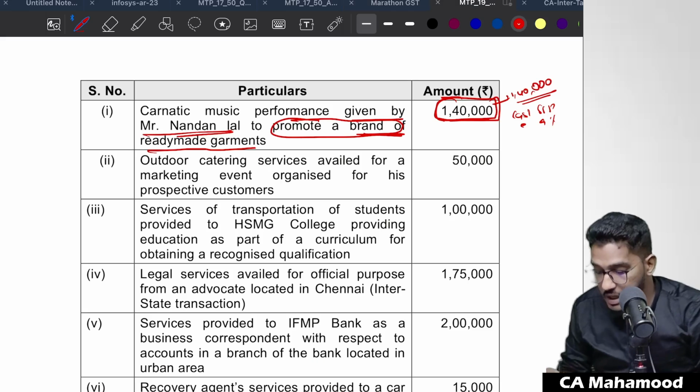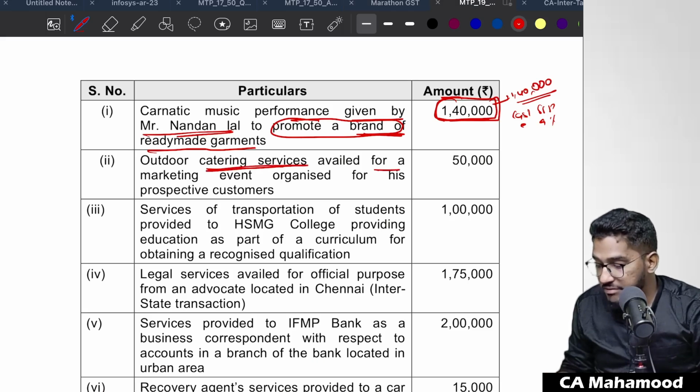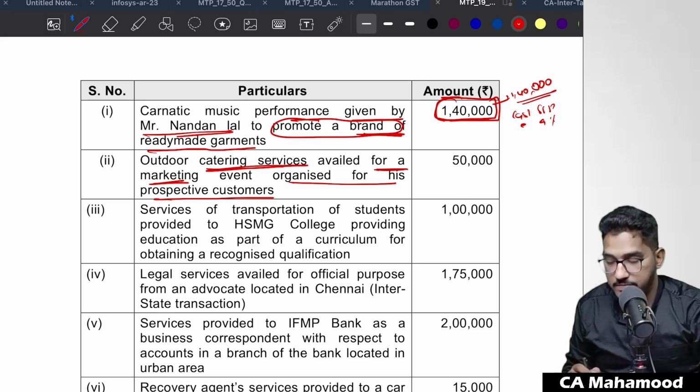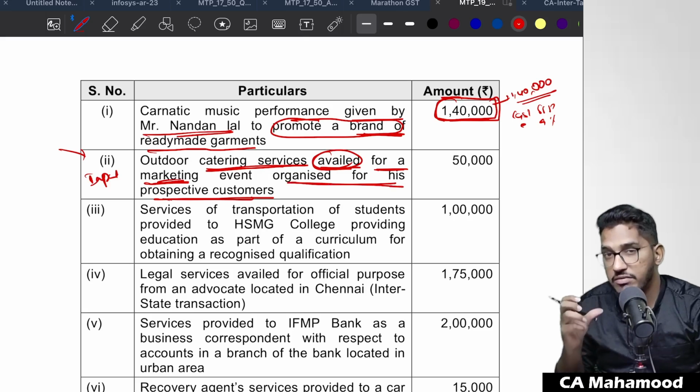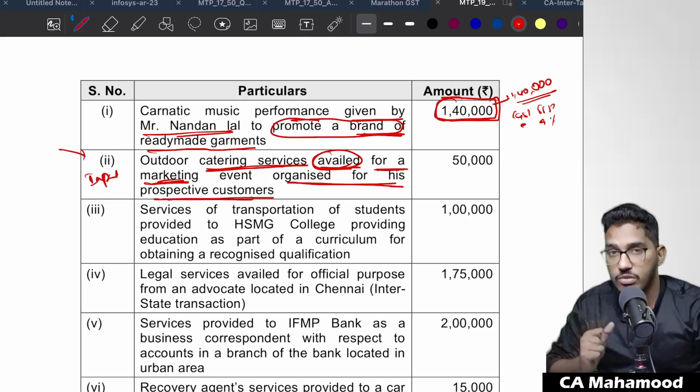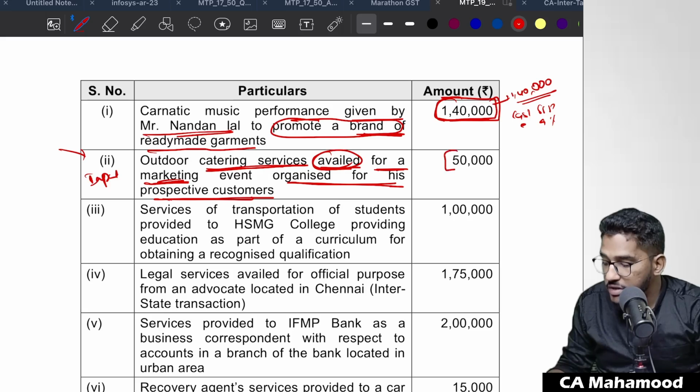Coming to the next item. Outdoor catering services availed for a marketing event organized for his prospective customers. See, this is an inward supply. They are not talking about services provided. If you see here, this person has received outdoor catering services. This is an input. This is not an output. So they have received some outdoor catering services for a marketing event organized for his prospective customers. They have conducted an event. For that event, they needed food. They received outdoor catering services. And how much value of outdoor catering services they have received? 50,000. So this is the input service.